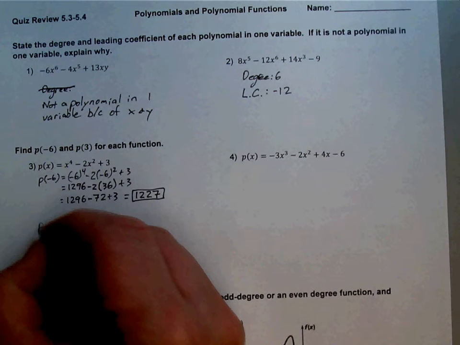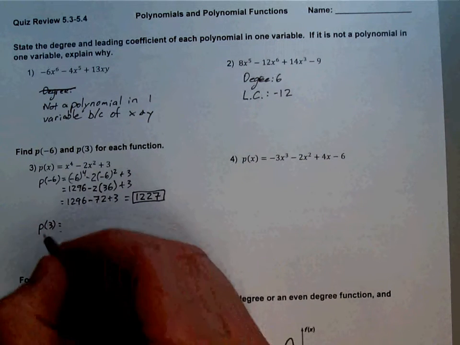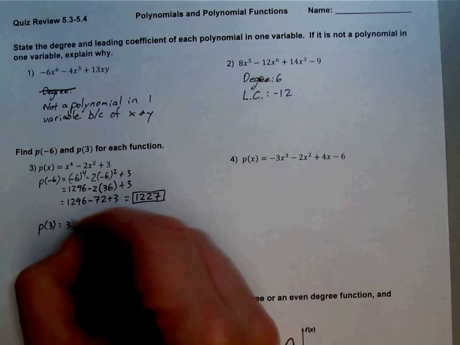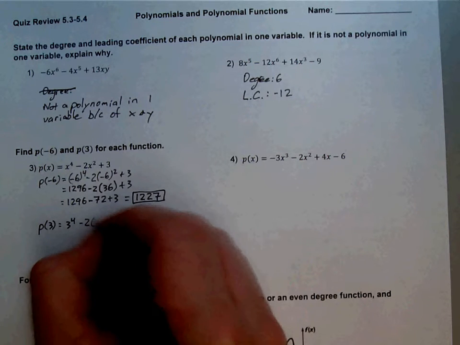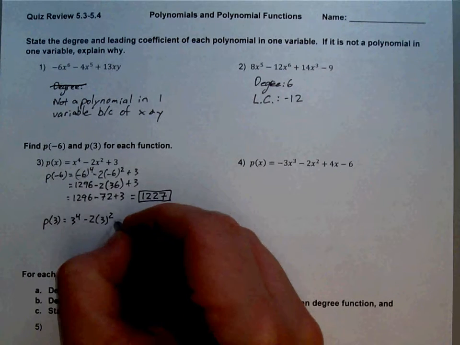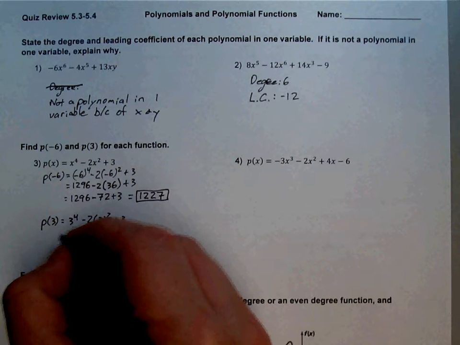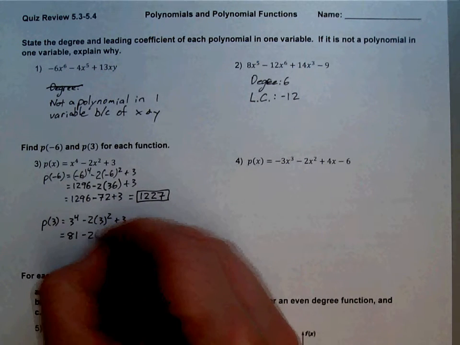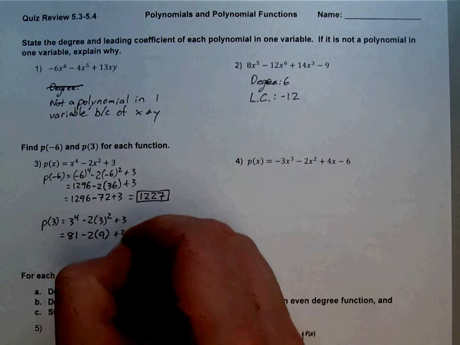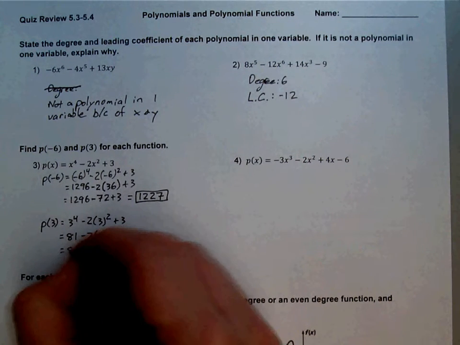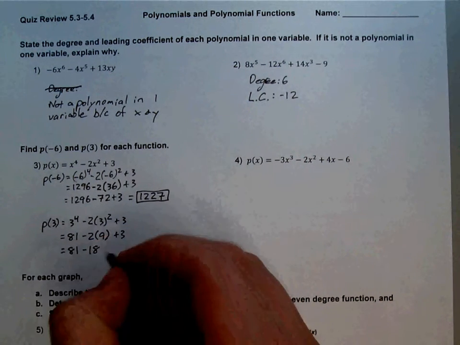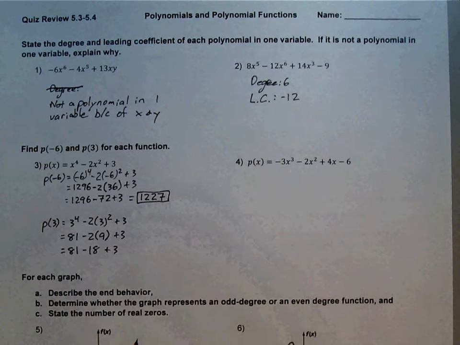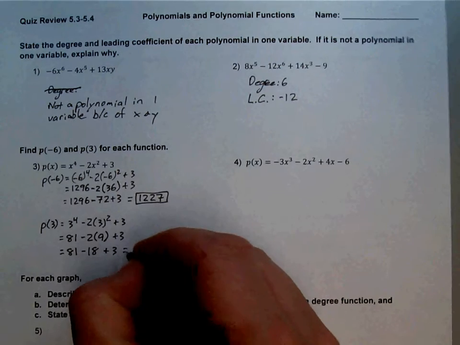And then I also need to find p of 3. So 3 to the 4th minus 2 times 3 to the 2nd plus 3. 3 to the 4th, that's 81. Minus 2 times 9 plus 3. So that's 81 minus 18 plus 3. So 81 minus 18 plus 3 is 66.